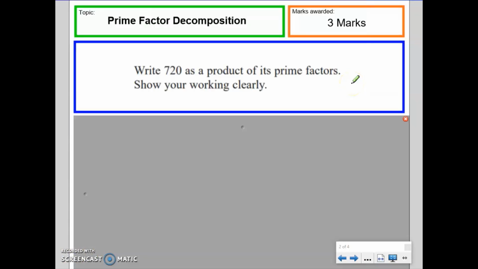A topic that you'll most definitely be asked about will be prime factor decomposition. Usually, the questions will be presented in such a way as is displayed on the screen now. You'll be asked to present a number as a product of its prime factors. Could you pause the video at this point and have a go at this question? When you unpause the video, I'll go through how you should have answered this question.